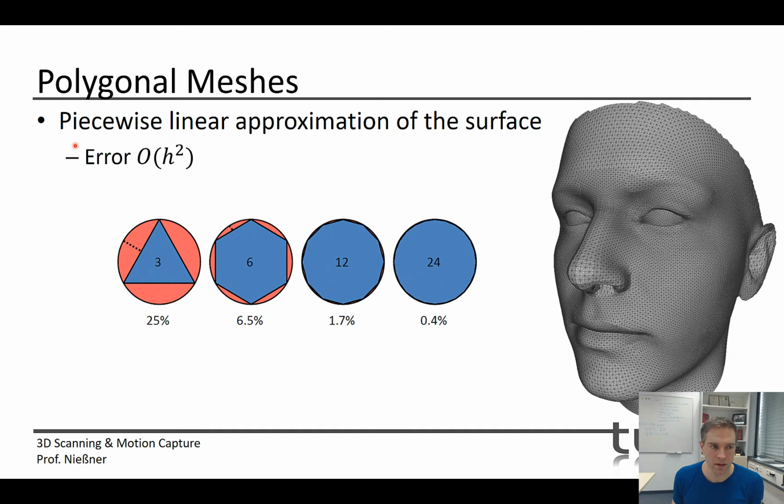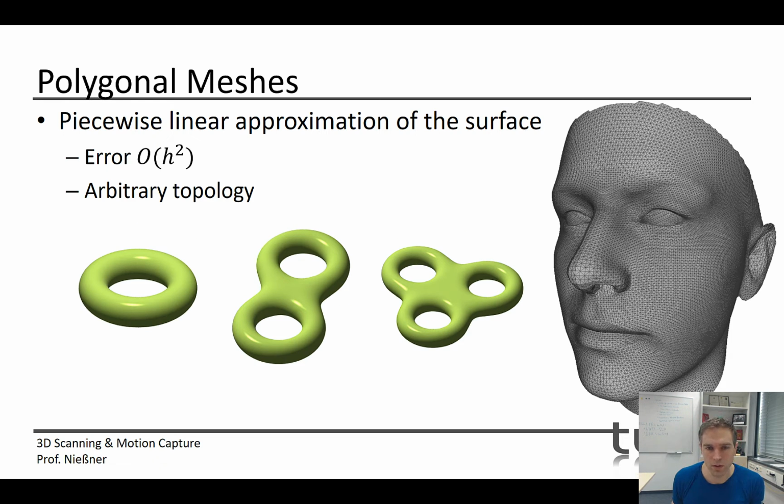For instance, if we had here a quadratic surface or even a cubic surface, we could get a lot better approximation with a much smaller number of control primitives. But the good thing about polygon meshes is we can basically have arbitrary topologies. And so we can have donuts, right? We can have donuts with 1 hole, donuts with 2 holes and 3 holes and so on.